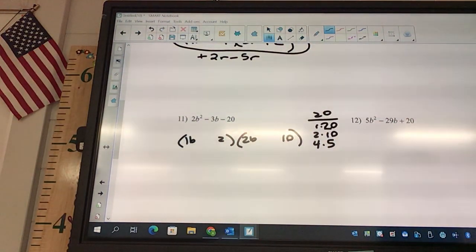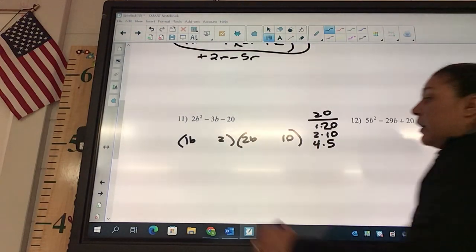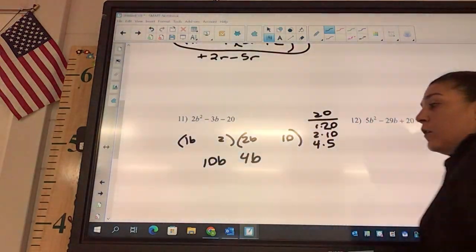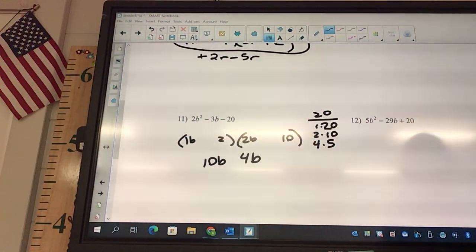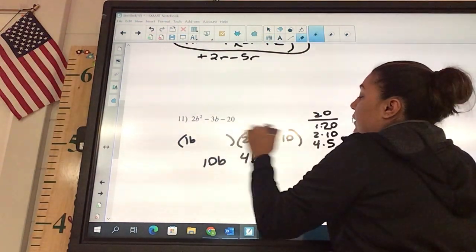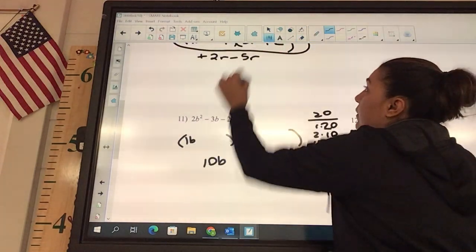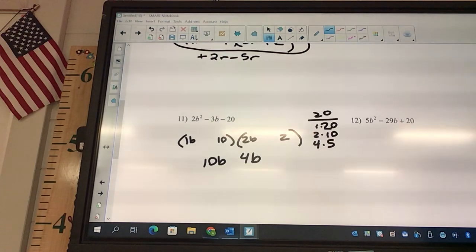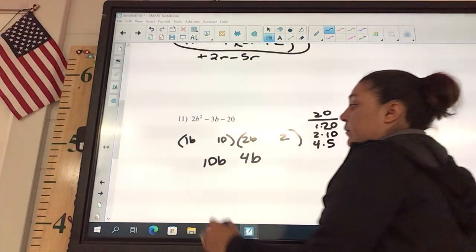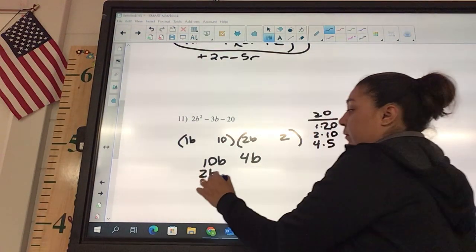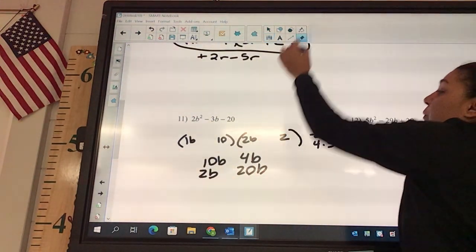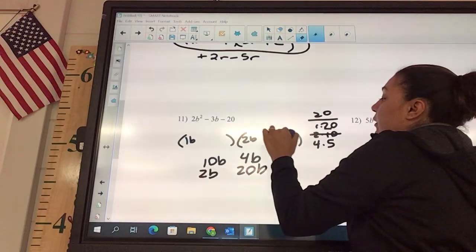What are you going to get for the outer? 10b, inner, 4b. No, it's not going to work. Okay, so then try 10 then 2. What are you going to get for the outer? 2b, inner, 20b. Nope, so we know we checked both possibilities. What do you want to try next?